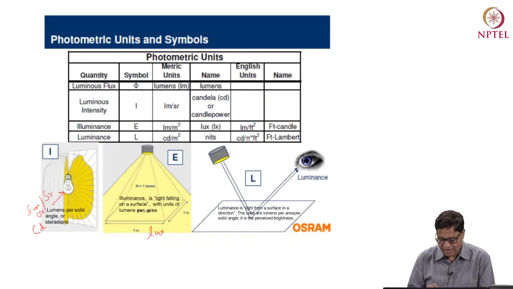The units are candela per meter square, which means the light falling from a source in some solid angle d omega is reflected from the surface and collected by the eye, and that part of the light is called luminance. As you change the position of the eye, this luminance might change. So these are the basic parameters used in photometry: luminous flux, luminous intensity, illuminance and luminance.